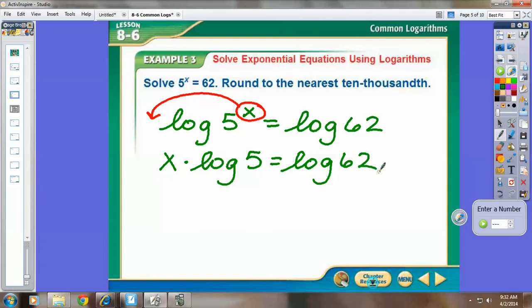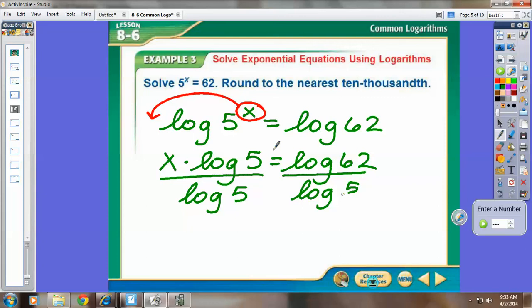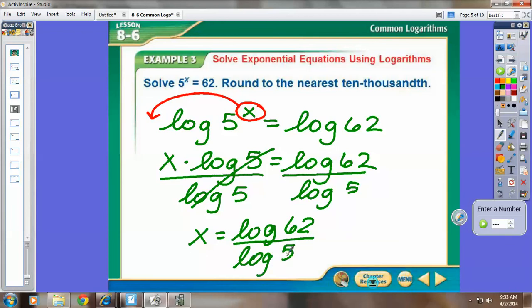This is an equation. Can you solve this equation for x? Absolutely. What do we need to get rid of? Log 5. We're multiplying by log 5, so what undoes multiplication? Division. So we're going to divide both sides by log 5. Log 5 divided by log 5, that's going to be a number, a decimal value, which we can calculate. Those are going to cancel out, and we're left with log of 62 divided by log of 5. Now, the word log doesn't cancel out. I don't just have 62 divided by 5.